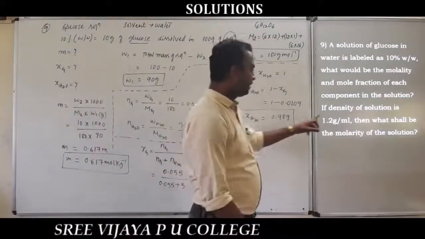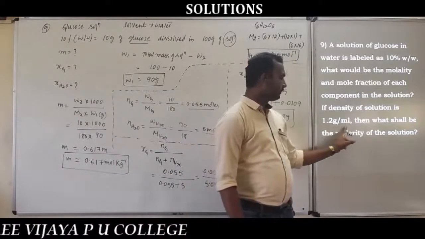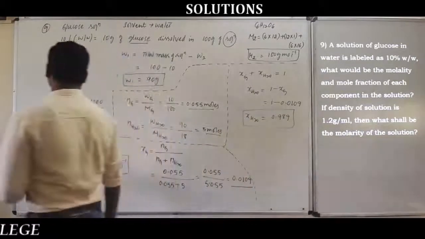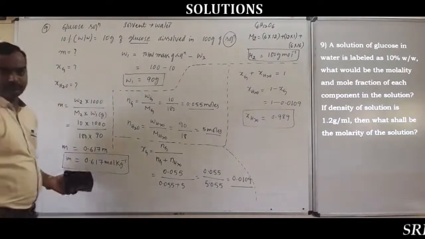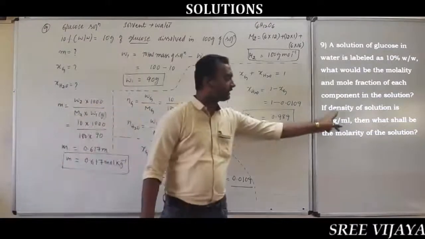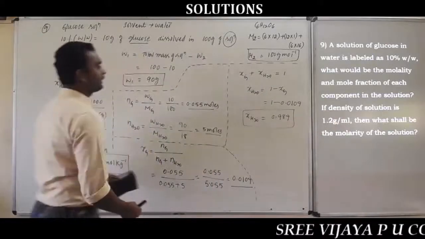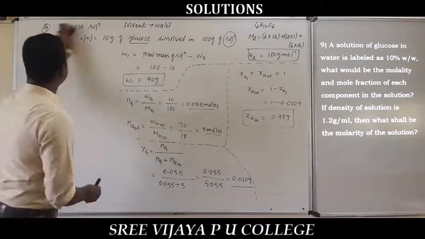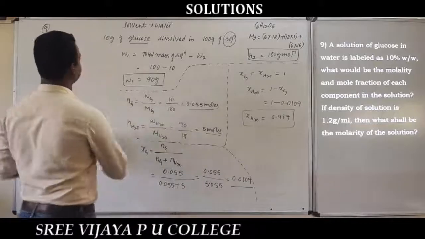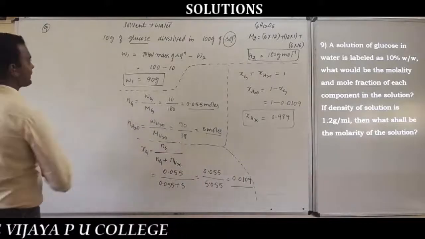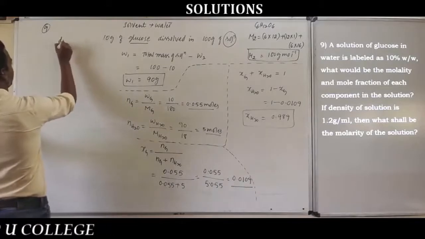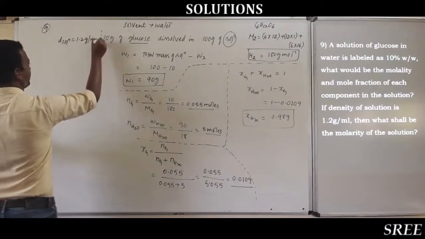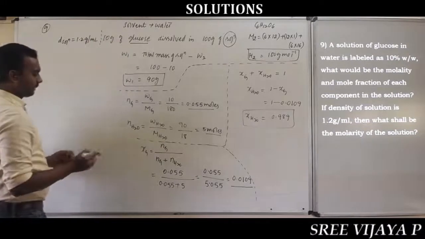One more thing: if the density of the solution is 1.2 gram per ml, then what should be the molarity of the solution? Here, to calculate molarity we need a volume term. To calculate the volume term, they have given the density of the solution. So here, calculate the molarity of the solution. First, the density of the solution is equal to 1.2 gram per ml. That is the density. Now, what should we do to calculate the molarity?